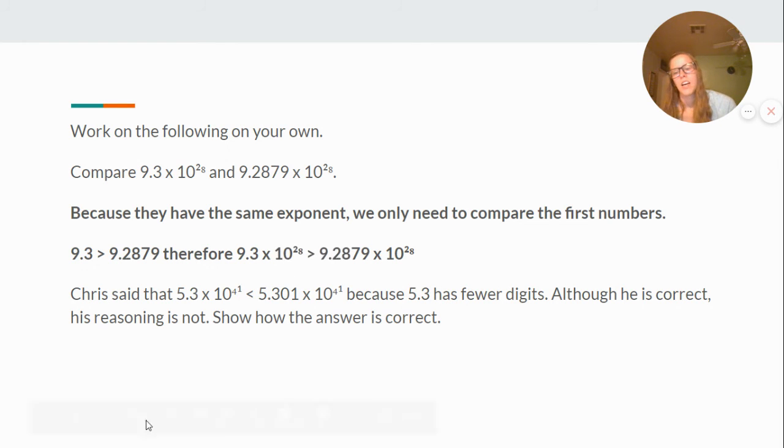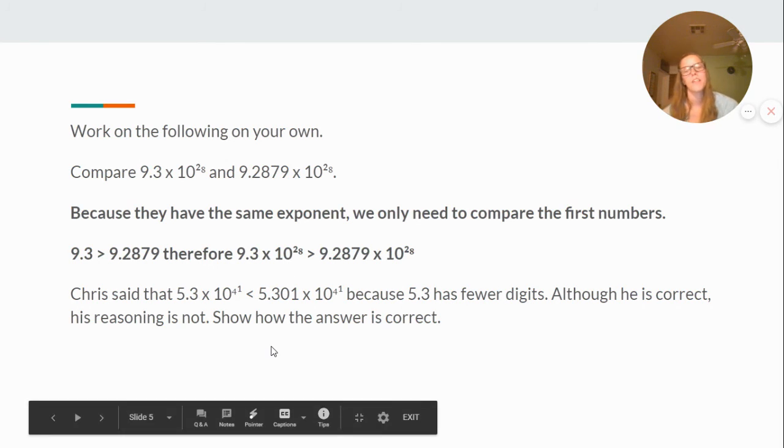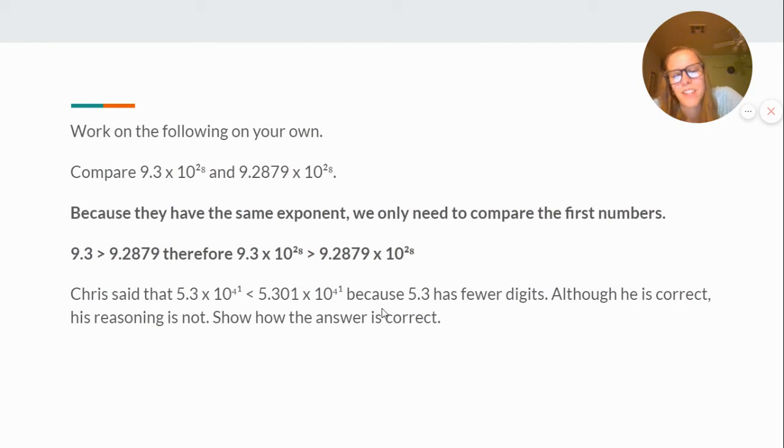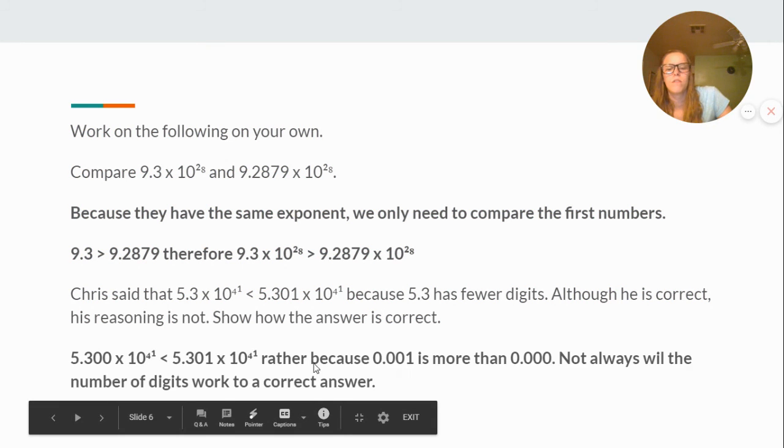For the second one, Chris said that 5.3 times 10 to the 41st is smaller than 5.301 times 10 to the 41st because 5.3 has fewer digits. Although he is correct, his reasoning is not. Show how the answer is correct. If we add two zeros to make them have the same number of digits, 5.300 is still going to be smaller because 0.001 is more than 0.000.